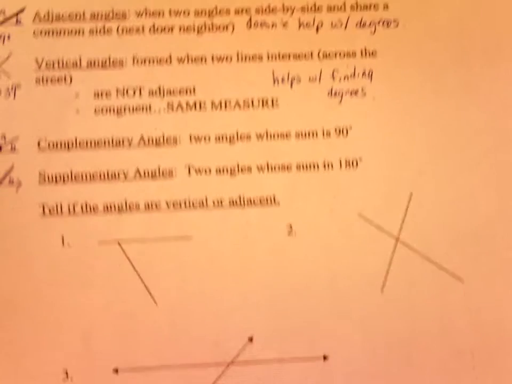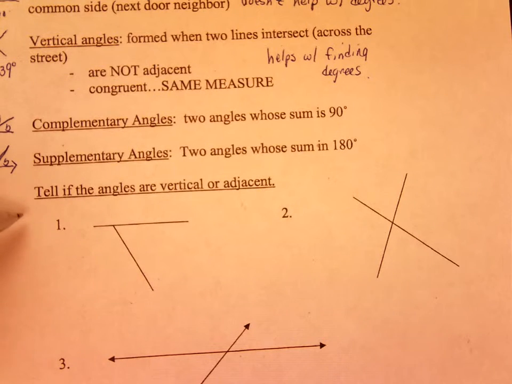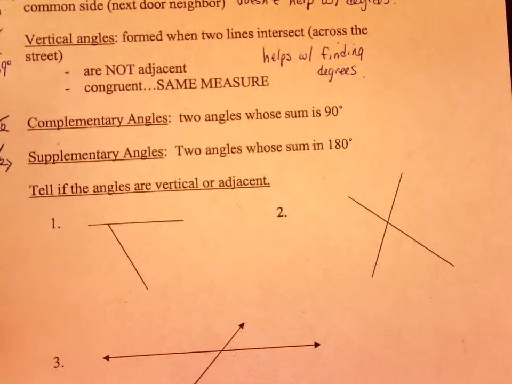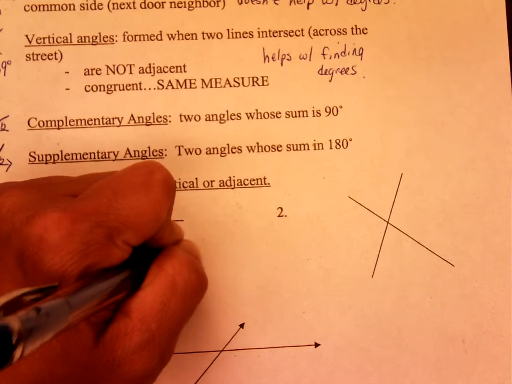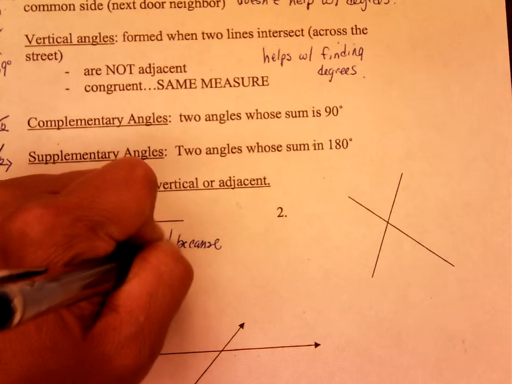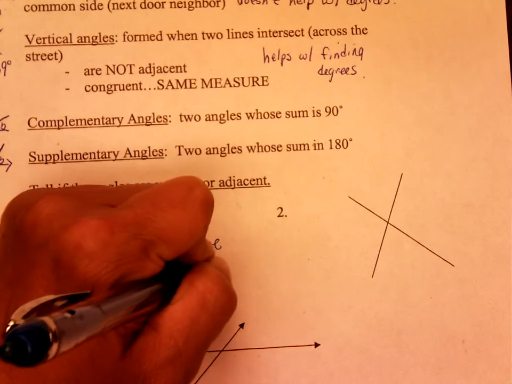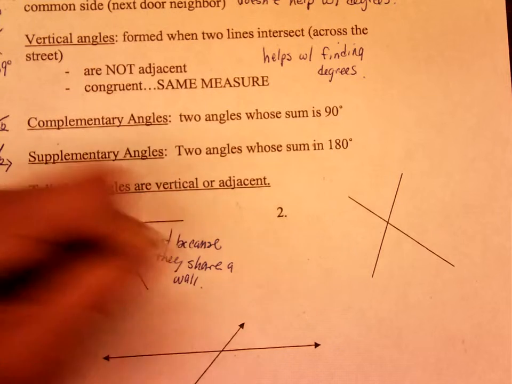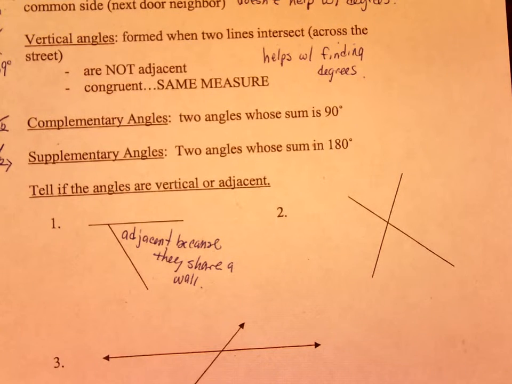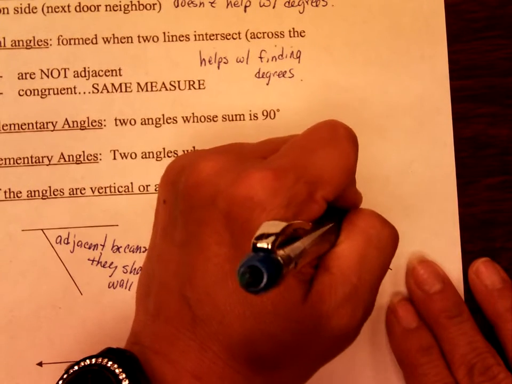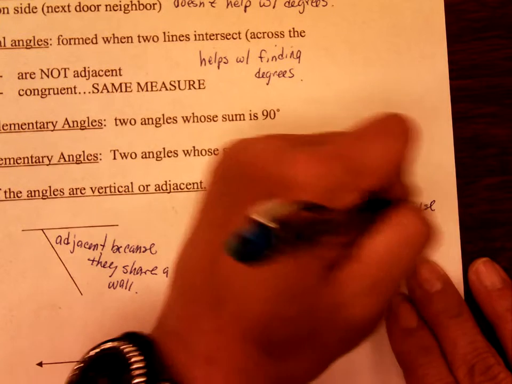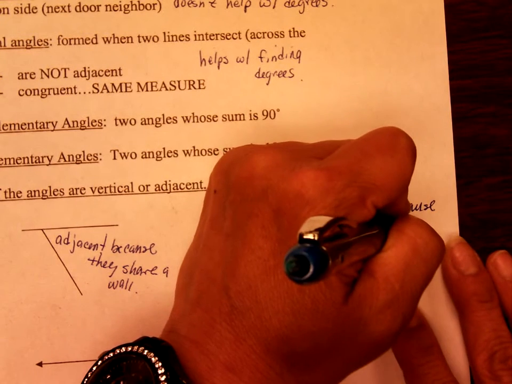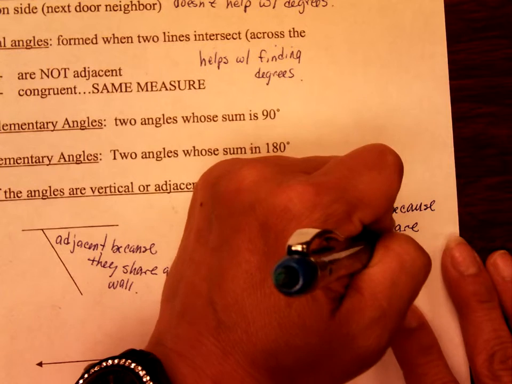Okay, looking at number 1, it says tell if the angles are vertical or adjacent. 1 is adjacent because they share a wall. Remember, in geometry, you have to do a lot of explaining. 2 is vertical because they live across the street. They are across the street.